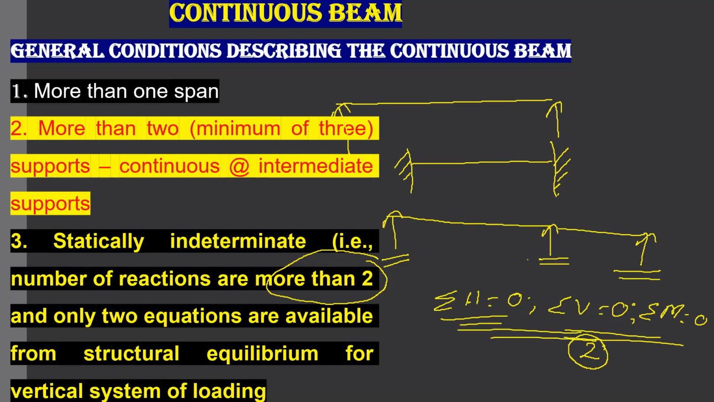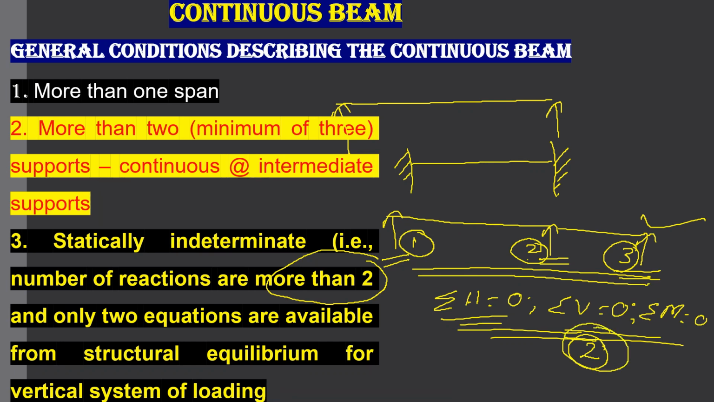So statically indeterminate, that is, the number of reactions is more than 2 and only 2 equations are available from structural equilibrium for a vertical system of loading. Okay, so you can take this example. We have one reaction at this support, another reaction at this support and the third reaction at this support. So we have 3 reactions and only 2 equilibrium conditions for the vertical system of loadings. That means for this beam, the statical indeterminacy becomes 1. Therefore, the continuous beam is always a statically indeterminate structure.